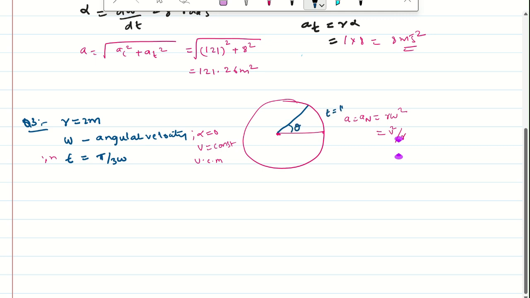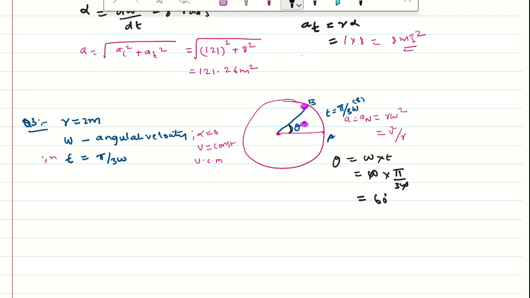In t equal to pi by 3 omega seconds of time, the particle travels from A to B. So this is the angular displacement. Therefore we know very clearly the angular displacement theta is equal to omega into t. That is omega times the time pi by 3 omega, so pi by 3, which comes to 60 degrees. So it covers 60 degrees. With constant angular velocity, to cover 360 degrees it takes 6 times that t, which is equal to 2 pi by omega. That is clear, right?